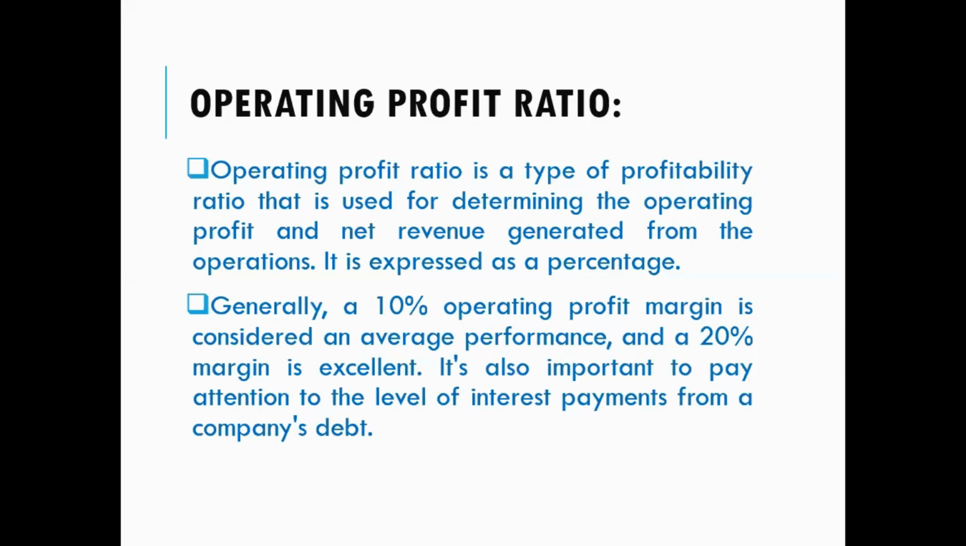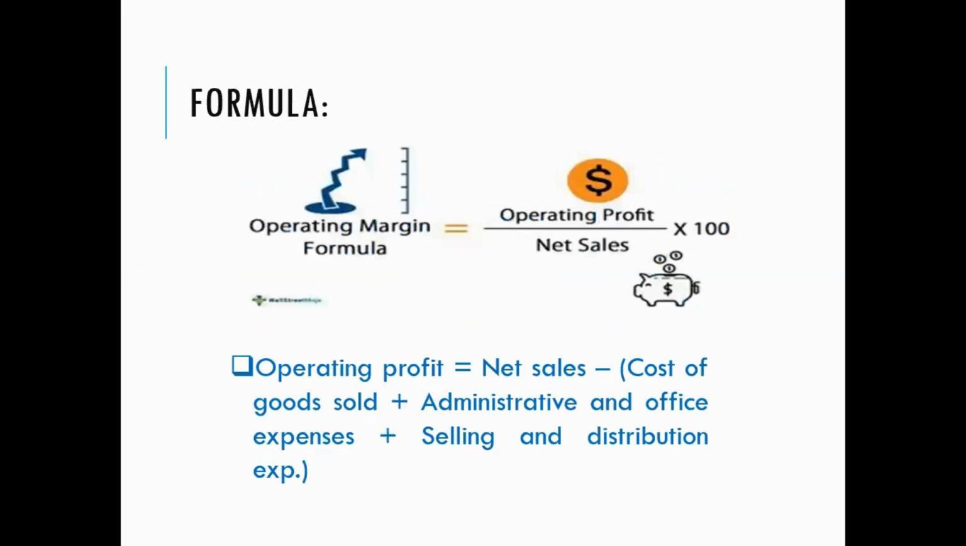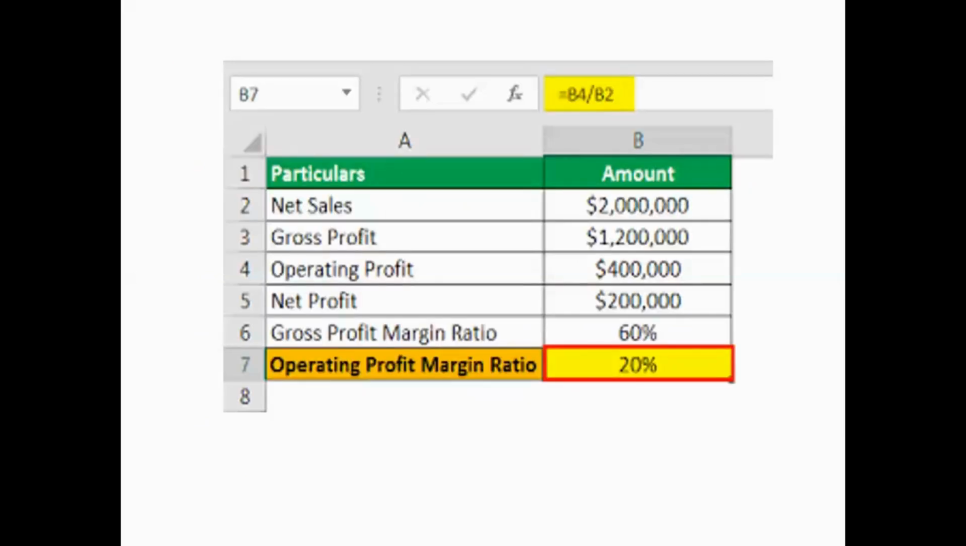It's also important to pay attention to the level of interest payments from a company's debt. Operating margin formula: operating profit by net sales into 100. Operating profit is net sales minus cost of goods sold plus administrative and office expenses plus selling and distribution expenses. Here's the way we calculate operating profit ratio.